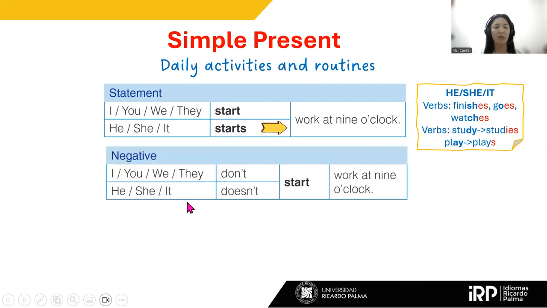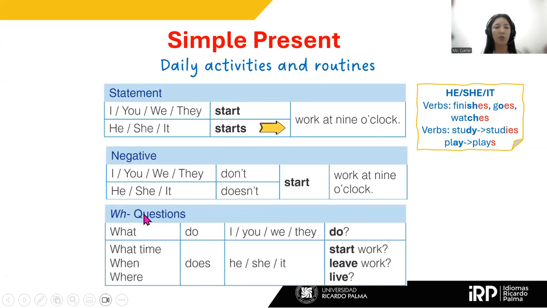What about the negative form? For the subject pronouns I, you, we, and they, we add don't plus the verb in base form. For example, they don't start work at 9 o'clock. For he, she, and it, we use doesn't plus the verb in base form. For example, he doesn't start work at 9 o'clock.